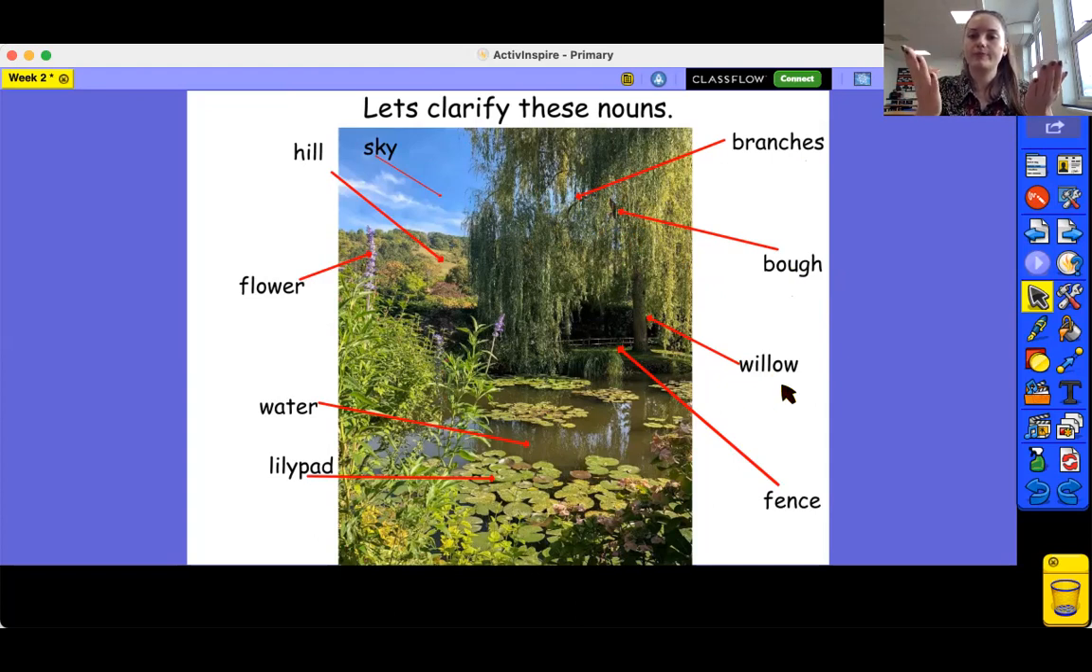Willow. Fantastic. We know what the willow is. It's the tree that grows near the water. And the last word is fence. We have fences around our school. They can be made from wood or metal, and they are placed to stop people from getting into somewhere or stop them from falling.